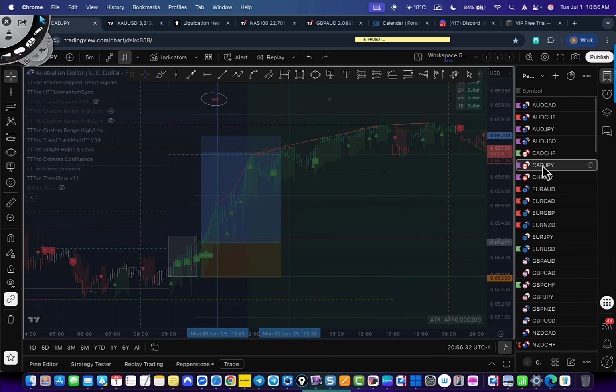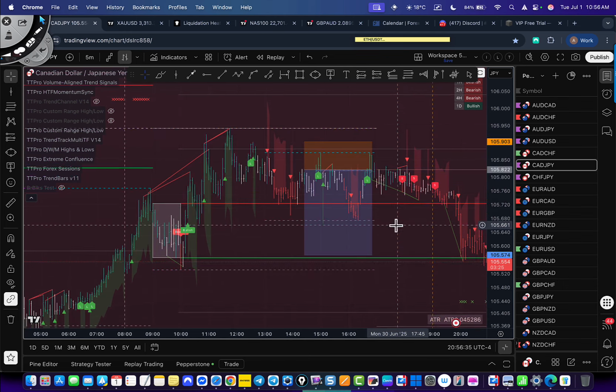CAD yen was another one. Okay, here's the thing. It's red, so we're only looking for red signals. These two signals just tell you that there's a breakout of this range. But we're looking for an opportunity generally after the initial range. This is the US Open here. This is just telling you that price has broken through the range, that's all.